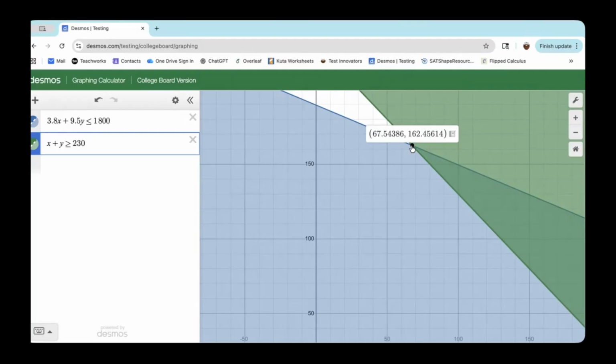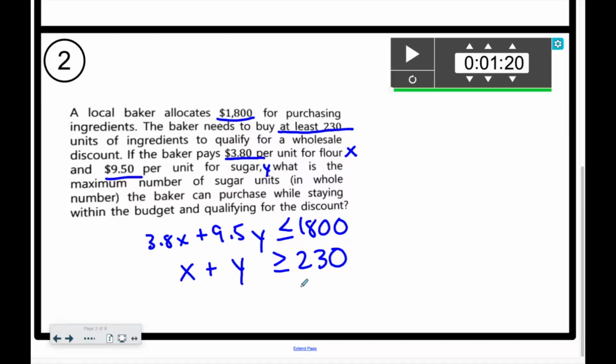So just real quick, all we care about in this problem is the y being below 162.45. So we are going to just choose 162. So let's hop back to our problem and we are going to give an answer of 162. All right, let's move on.